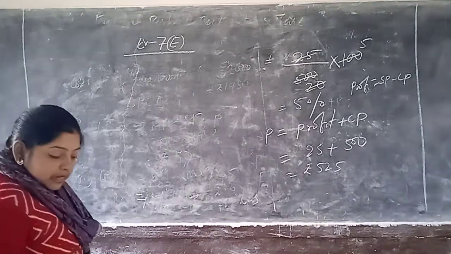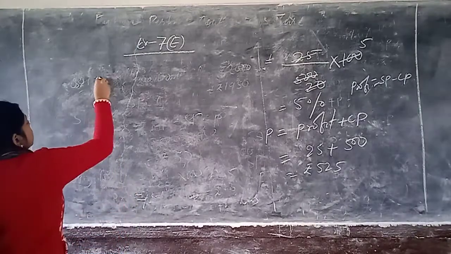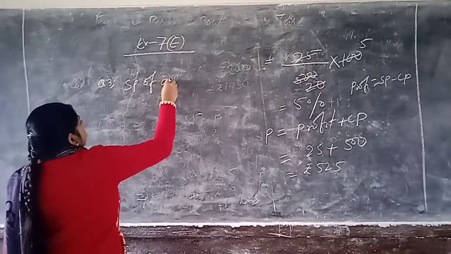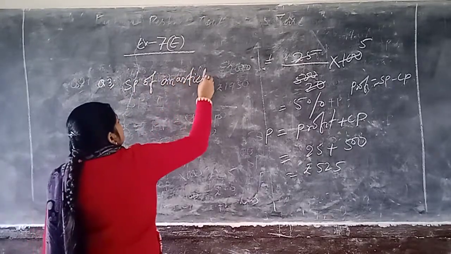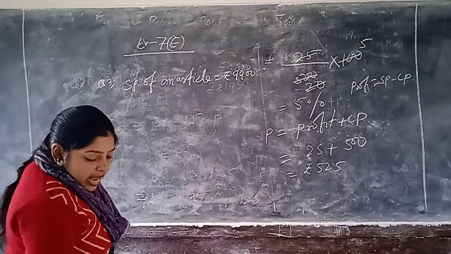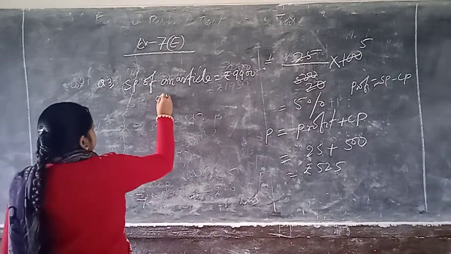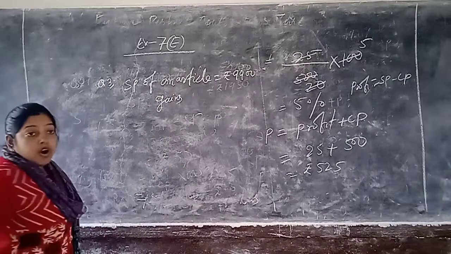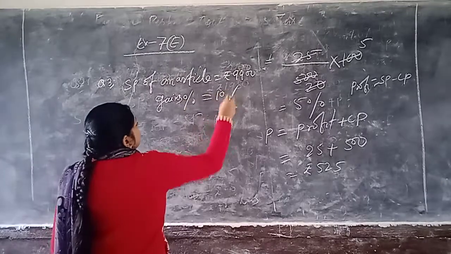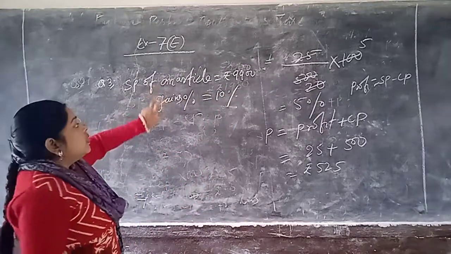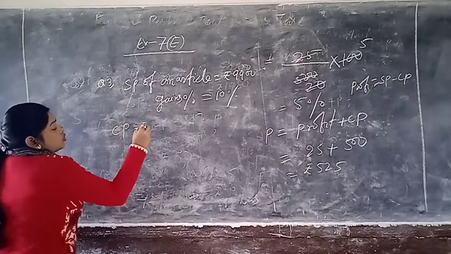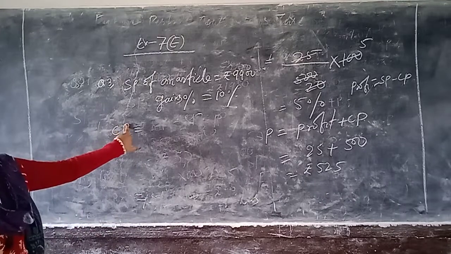So what will be given? Sorry, selling price. Question number 3, selling price of an article is equal to rupees 9,900, and gain, which we also call profit percent. Gain percent given is 10%. So selling price is given, and profit percent is also given. Find the cost price.